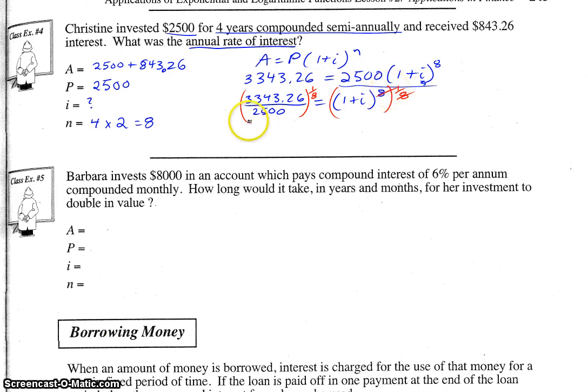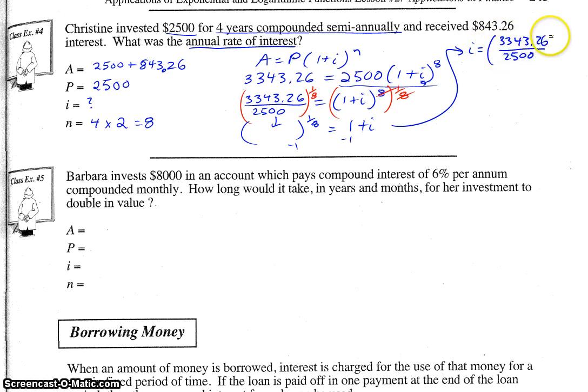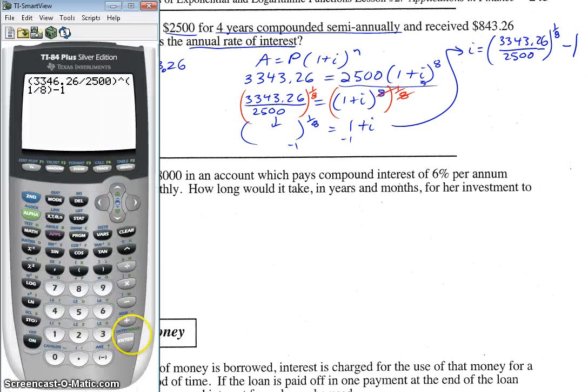So now we're down to all of that to the 1/8, equals 1 plus I. So final step, subtract 1 from both sides. So here's what we're going to be putting into the calculator. I would be 3343.26 all over 2500 to the exponent of 1/8, and then all of that minus 1. So let's grab the calculator and get that number. I just want to point out what I typed in the calculator here.